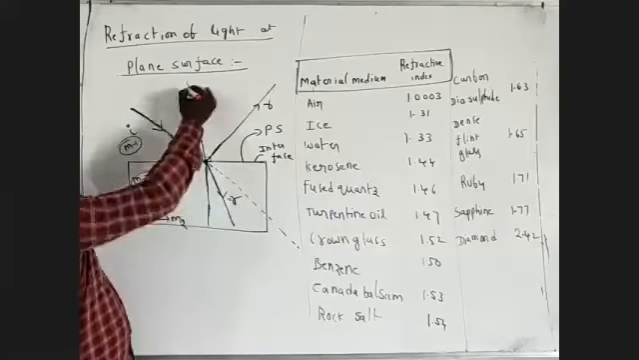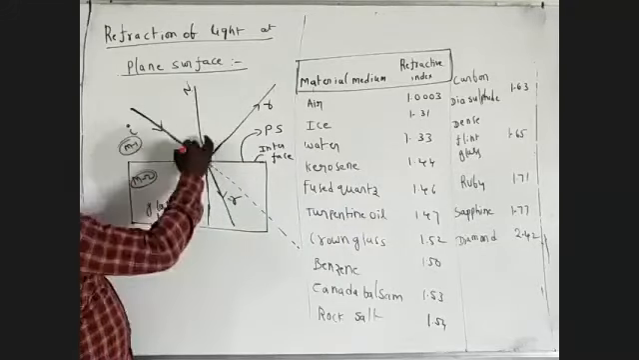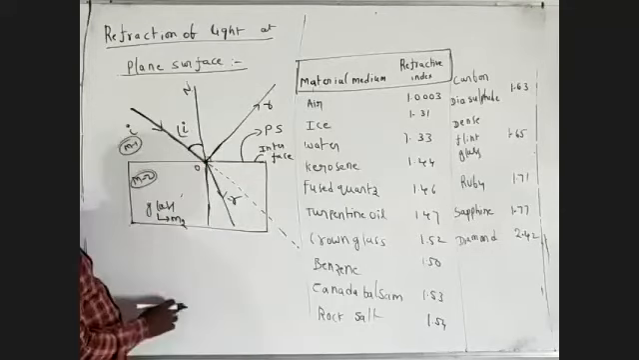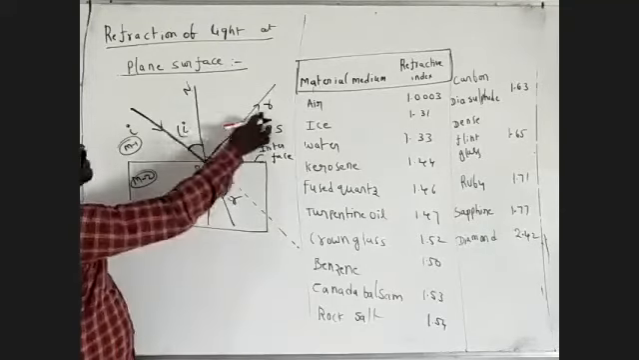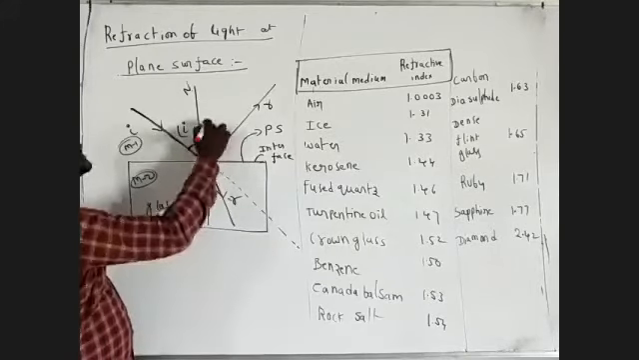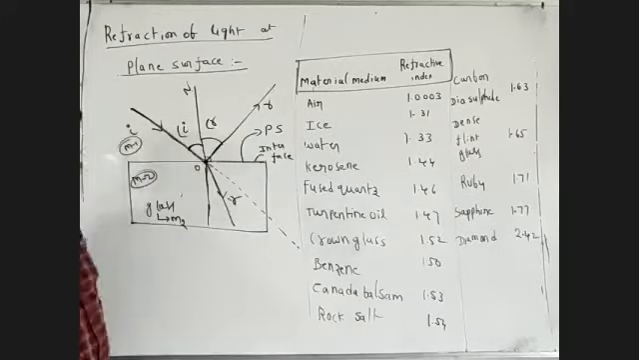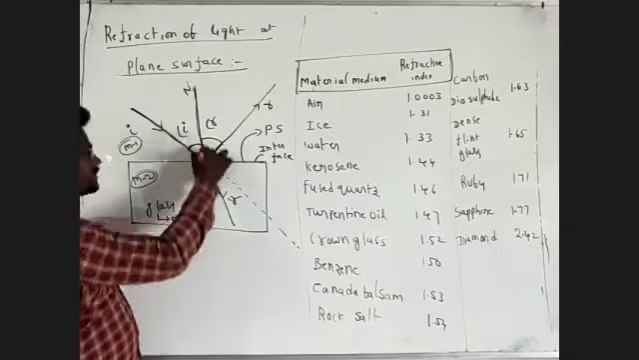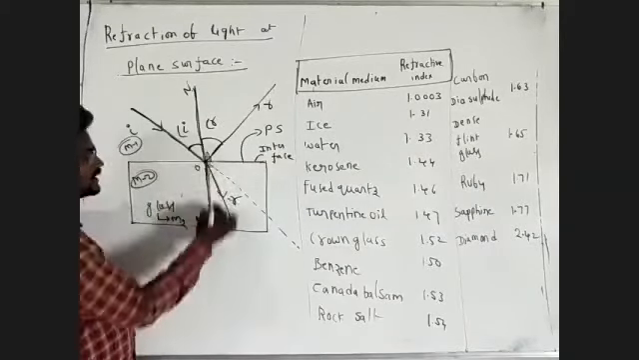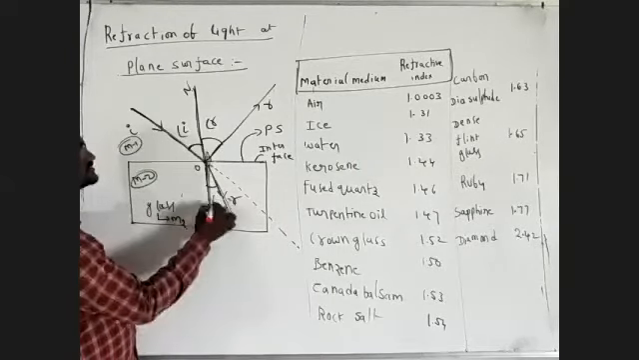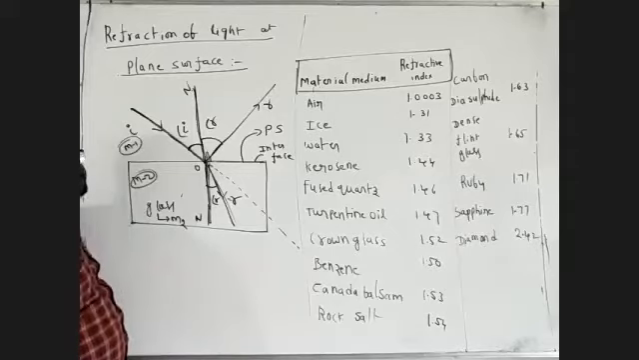This is the normal N. This is the angle between N and I; we call it the angle of incidence. The angle between N and R we call the angle of reflection. This is a normal line. For the refracted ray, the angle between N and the refracted ray we call the angle of refraction.